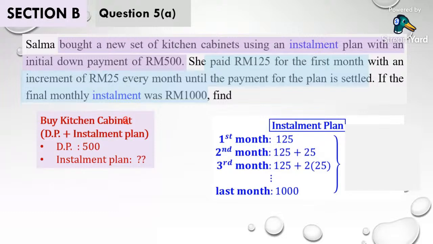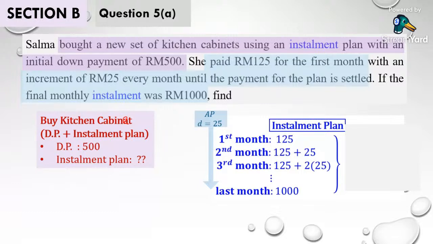This is the scenario of the question. Then look at the pattern from the first month until the third month. The reason I list out the first, second, and third month is that I want to observe the pattern, to see what type of sequence I have. From here, I observe that this is an arithmetic progression where I have a common difference d of positive 25. Then continue, guys and girls.